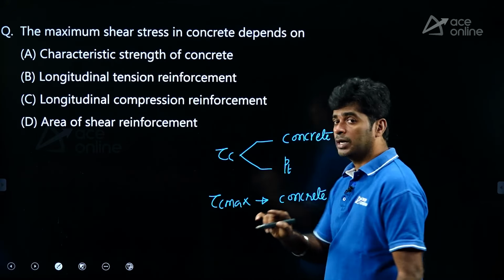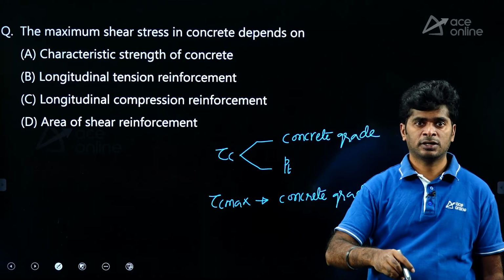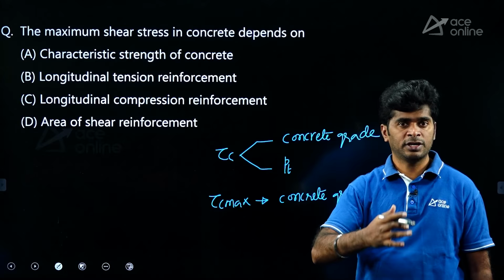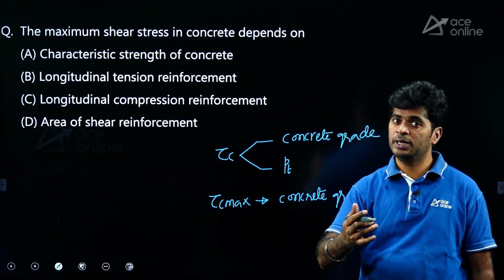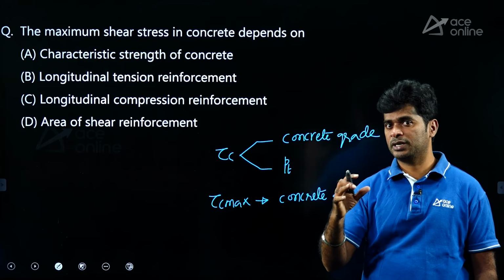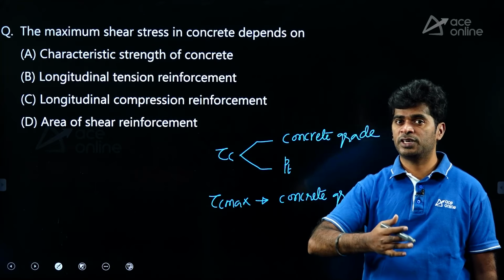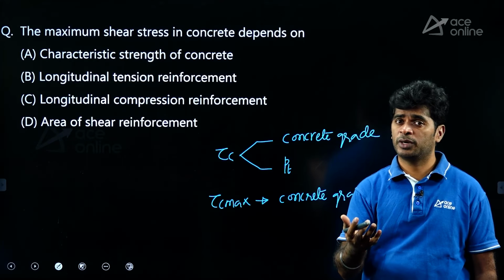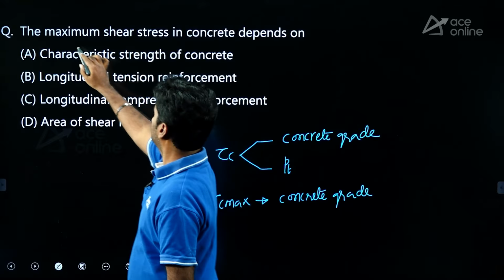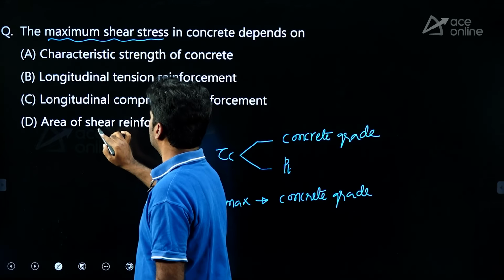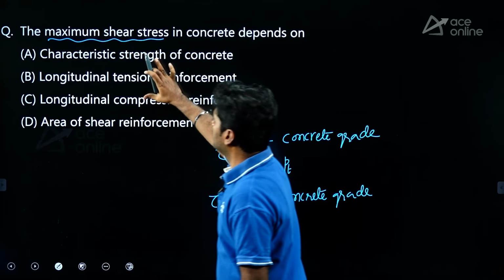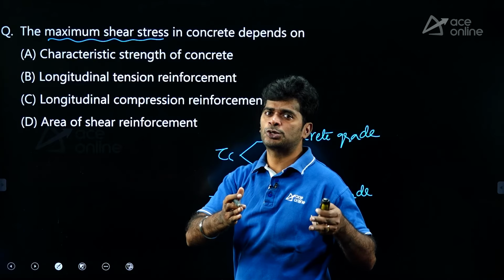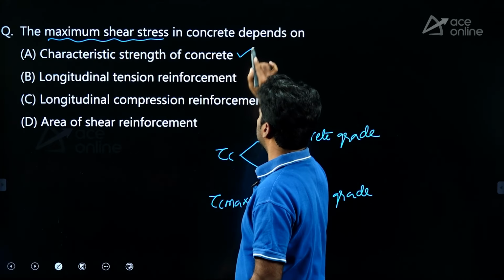Tau c max depends upon only concrete grade. Don't confuse. Read the question twice, whether it is asked maximum shear strength of concrete or design shear strength of concrete. If it is asked design shear strength of concrete, obviously it depends on concrete grade and percentage of longitudinal tension steel. Suppose it is asked maximum shear stress, then definitely tau c max depends upon only concrete grade. Here they have given very clearly maximum shear stress in concrete, so it depends on only concrete grade. Here you observe they have not given concrete grade. From concrete grade, we can get characteristic strength of concrete. So option A is correct.